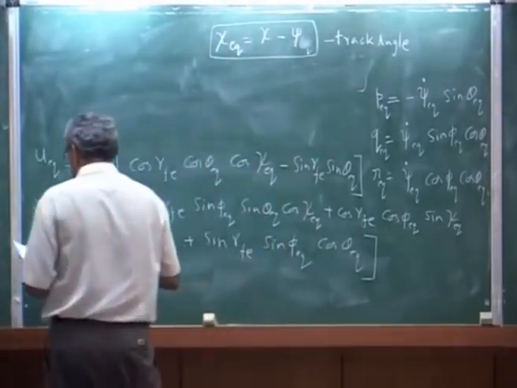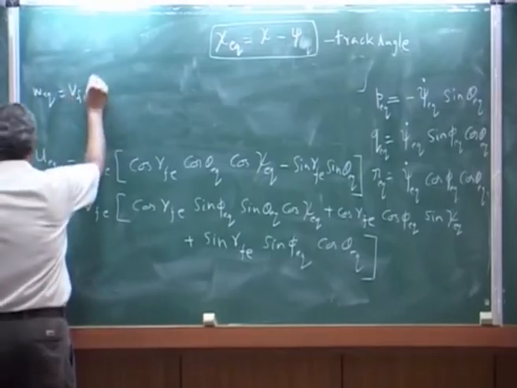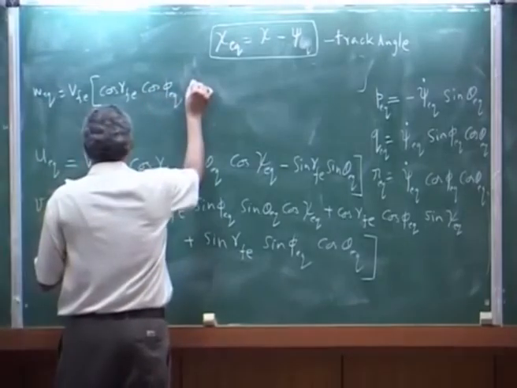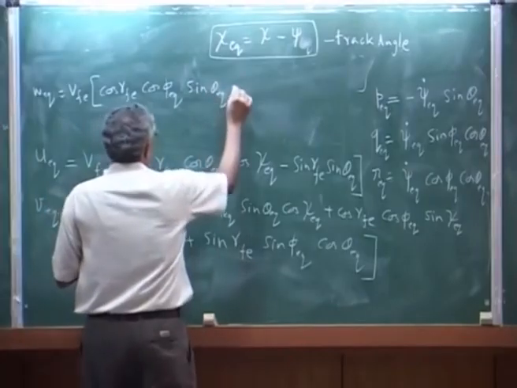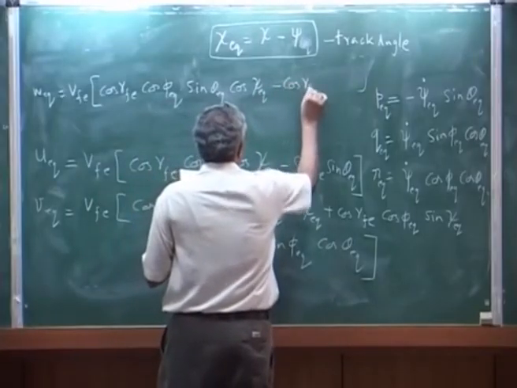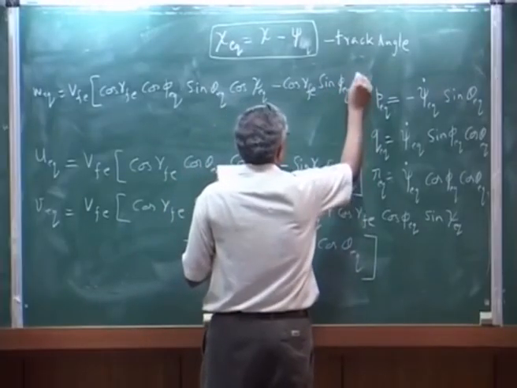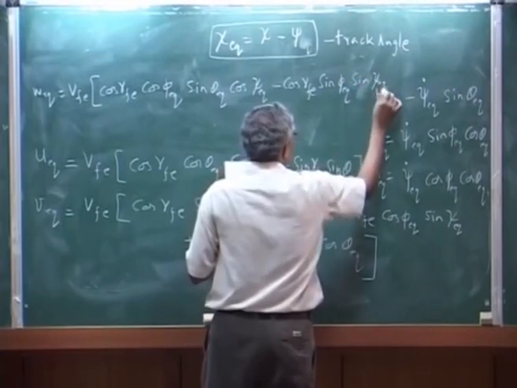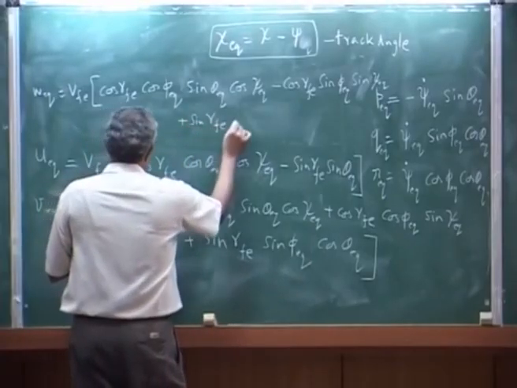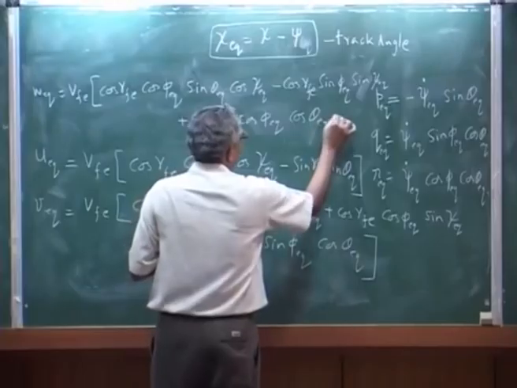Now, you will have W, and your W equilibrium will be again VFE cosine gamma FE cosine phi equilibrium sin theta equilibrium cosine chi equilibrium minus cosine gamma FE sin phi equilibrium and then sin chi equilibrium. Then you will have one more term plus sin gamma FE cosine phi equilibrium cosine theta equilibrium. Okay.